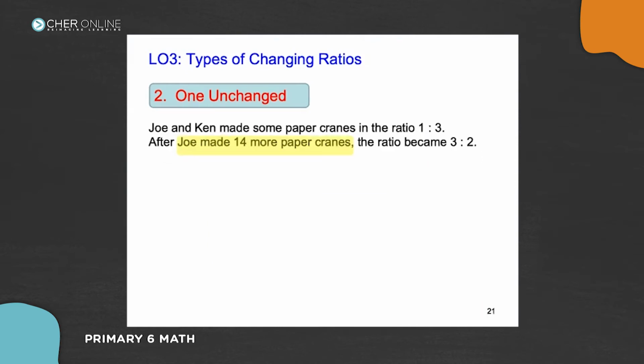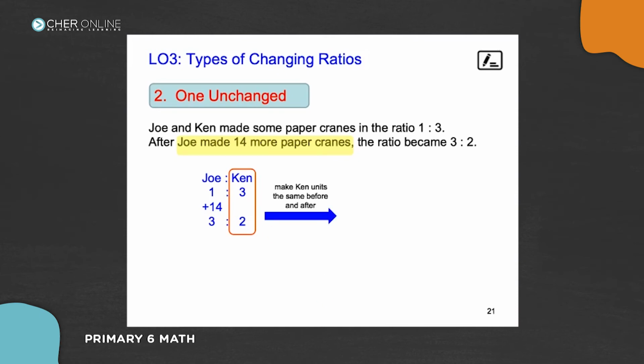And how do we do that? Okay, let's look at the ratio. Before is 1 to 3. After is 3 to 2. So we know Joe is the one that plus 14. And Ken, we also know that Ken is the one that remained unchanged. And it is not possible for it to be 3 in one scenario and 2 in the other scenario. What we do is we change both to the same number of units. And how do we do that? We make sure we have the lowest common multiple.